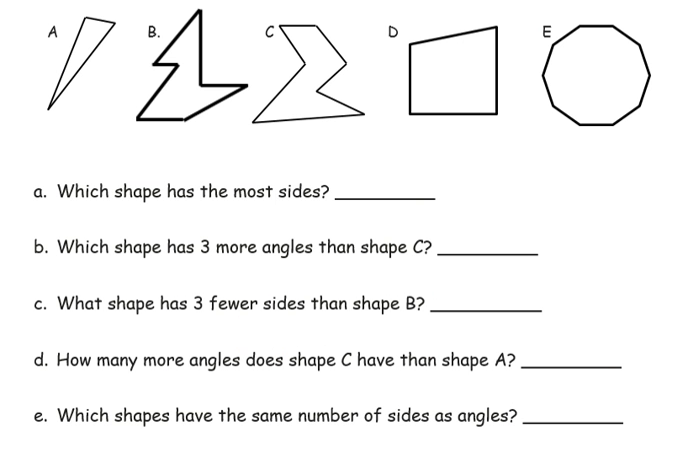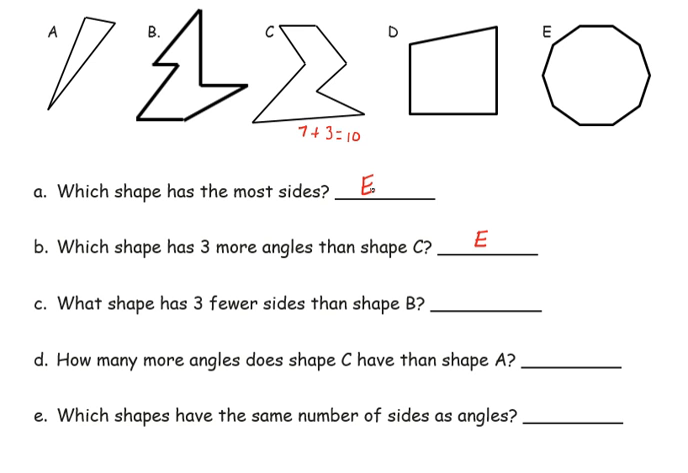Next, I'm going to answer some more specific questions about the shapes. Question A says, which shape has the most sides? Well, shape E had 10 sides, so we'll mark E as having the most sides. Which shape has 3 more angles than shape C? Well, shape C had 7 angles, so we need a shape that has 10 angles. Shape E had 10 sides and 10 angles, so that is also E.